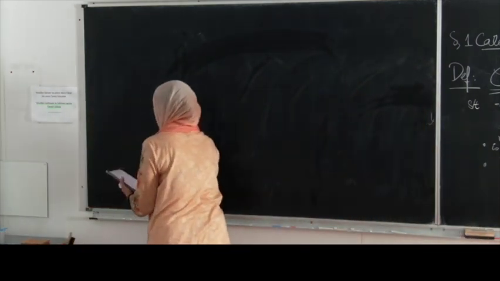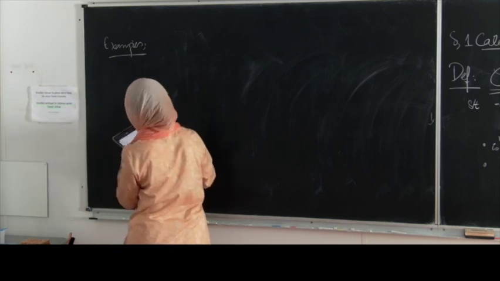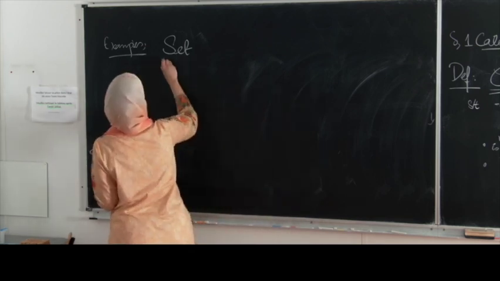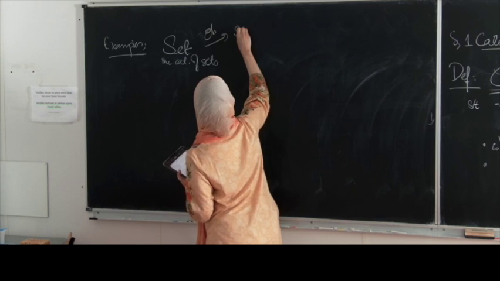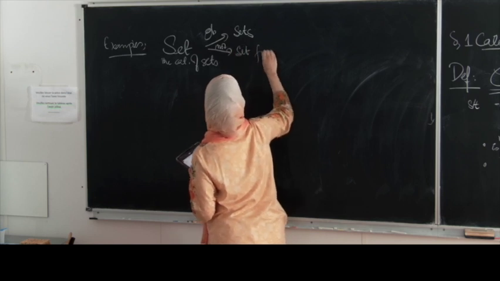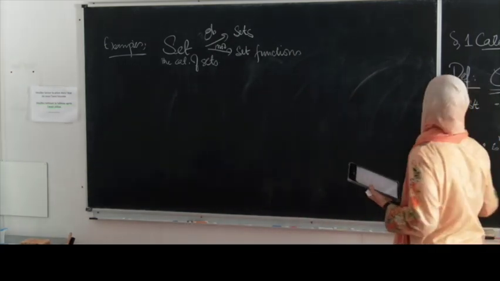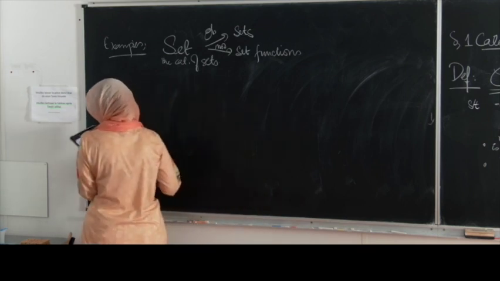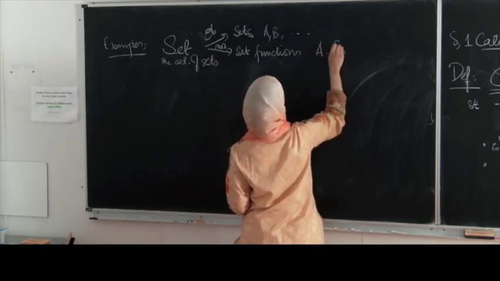Let's look at some examples. There are many examples that we're all very familiar with. Let's look at the category of sets. The objects are sets and the morphisms are set functions. You know that you can always compose them, their composition is associative, and of course you can use the identity function, and this is a category. So let's say you have A, B, and so on, and you have maps from A to B.